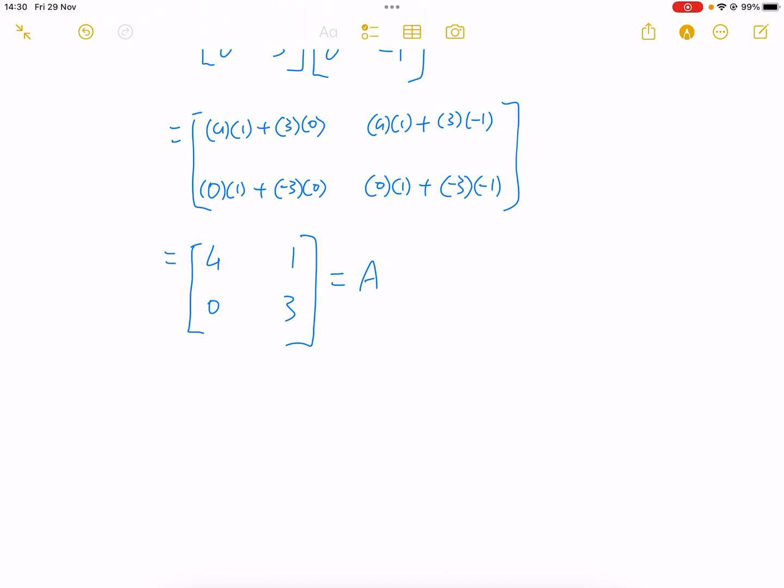That's it. So we just diagonalized the matrix step by step.